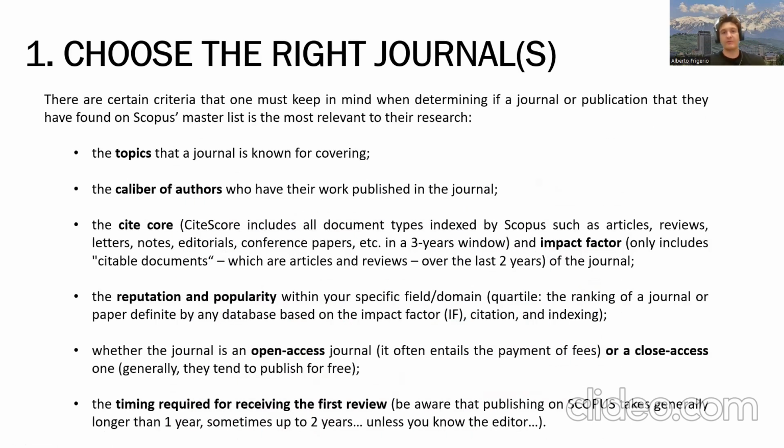So overall, if you want to make an overall assessment when you need to consider where to publish, of course, you have to take into account the topic the journal is covering, the caliber of the authors who are publishing in such a journal, and the citation score and the impact factor. There is a marginal difference between the two. Citation score refers to a 3-year window, and counts whatever citation in whatever type of document.